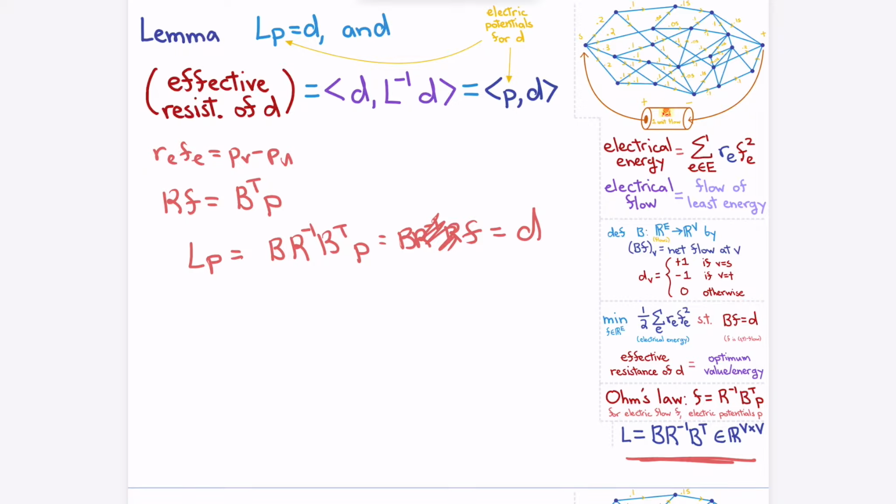So FB is supposed to take a flow and tell you what it's routing. Okay, so you get LP is equal to D. That also means that P is always a solution to this linear system. You can solve LP is equal to D for P, then you're done. That's one reason why Laplacian solvers are very important.